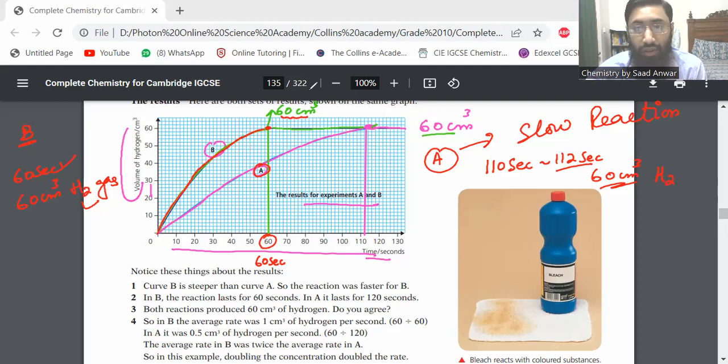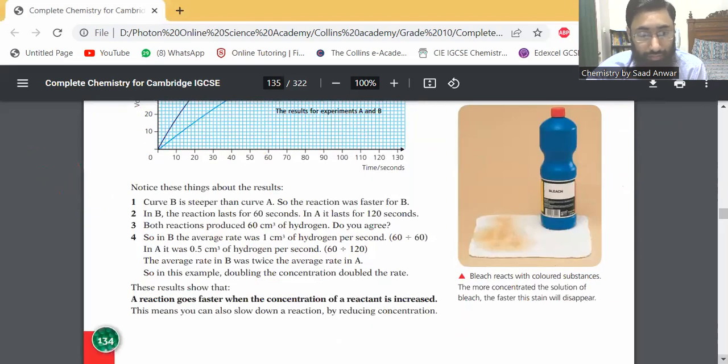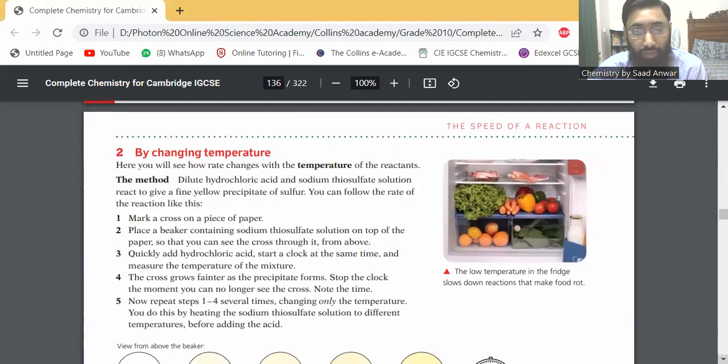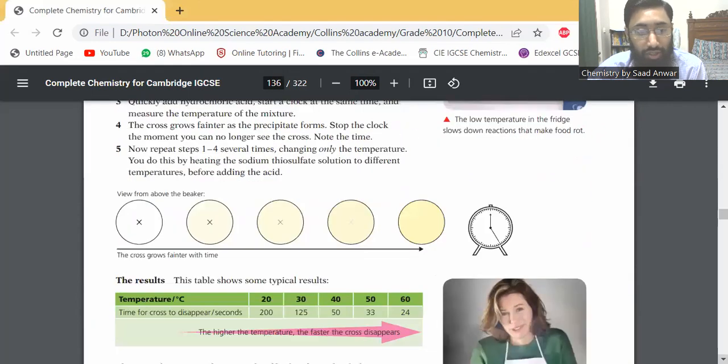So these things I want to explain and share with you guys here. These are a few lines and you can read them here as well. And the very important line, highlight these lines in your textbook as well: the reaction goes faster when the concentration of reactant is increased. So the next is by changing temperature.